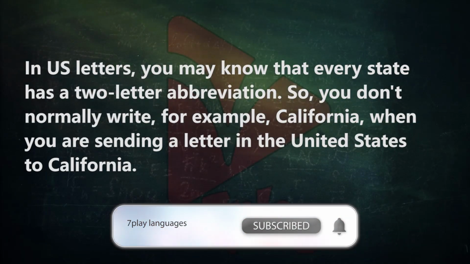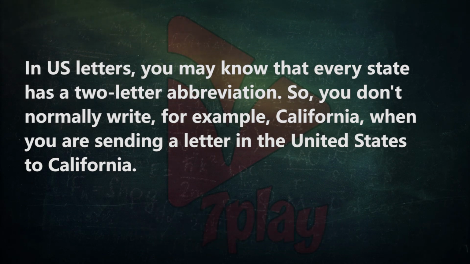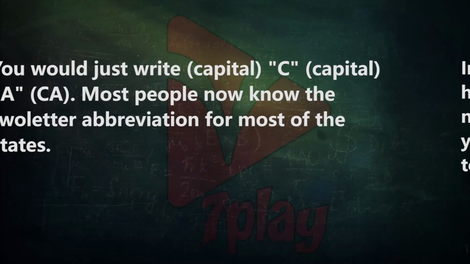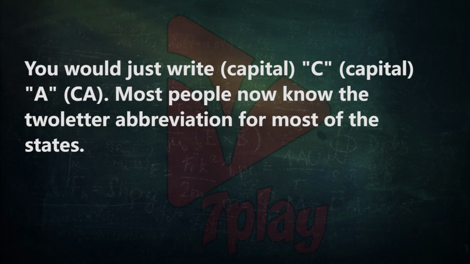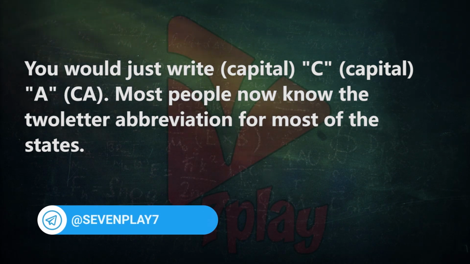In U.S. letters, you may know that every state has a 2-letter abbreviation. So you don't normally write, for example, California, when you are sending a letter in the United States to California. You would just write capital C, capital A. Most people now know the 2-letter abbreviation for most of the states.